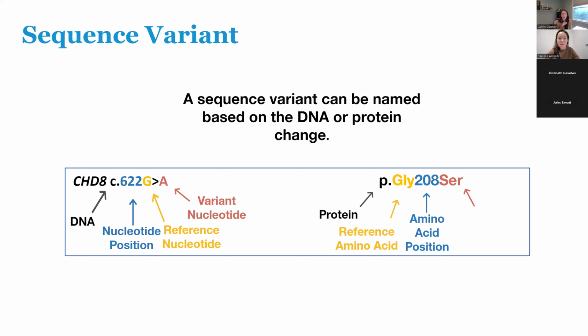We can also name this based on the protein level change. So if you see a P period or a P dot on your report, this tells you what the change in the protein is. So in this example, it's p.glycine 208 serine. This tells us that amino acid 208 in the protein is typically a glycine. But because of the specific change in the DNA that we saw, that c dot, this amino acid has been changed from glycine, the GLY, to serine, the SER.